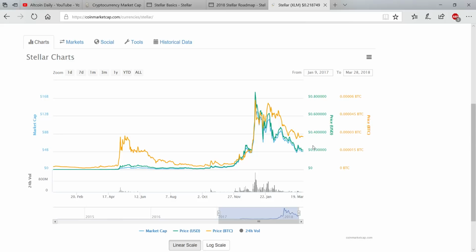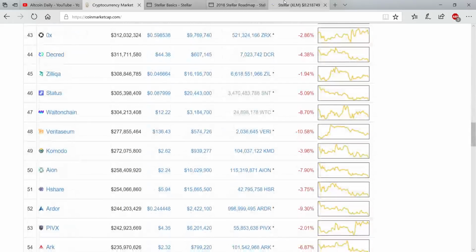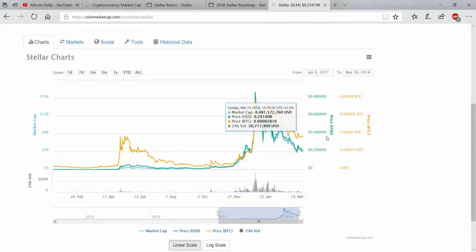I think Stellar is a great long-term investment, and it's going to be here. I'm just a normal guy. These are just my opinions, but I really think Stellar is going to be here in a few years. And as you know, we don't know if some of these lower caps are going to be here in a few years. I think Stellar is going to be around. So put it on your radar.